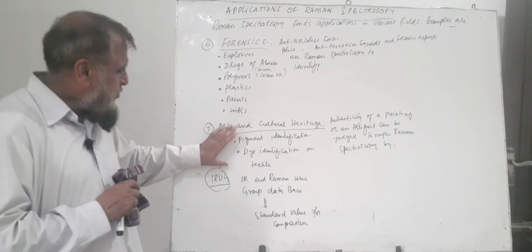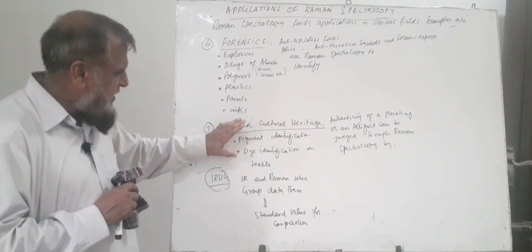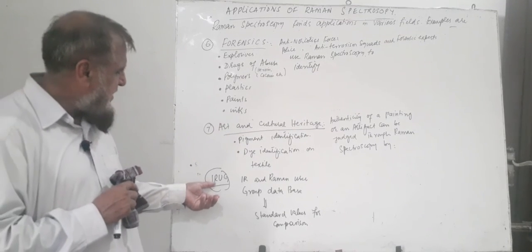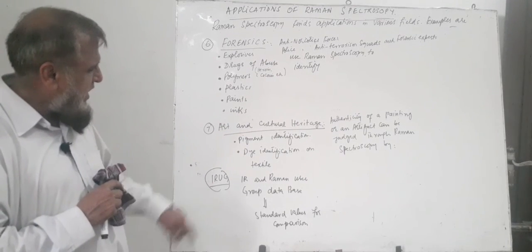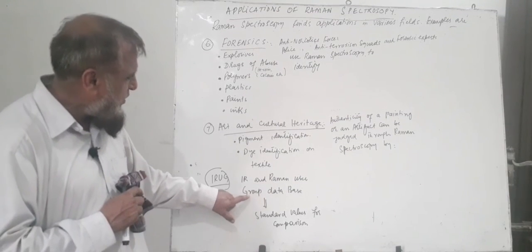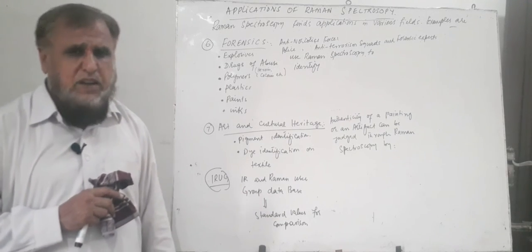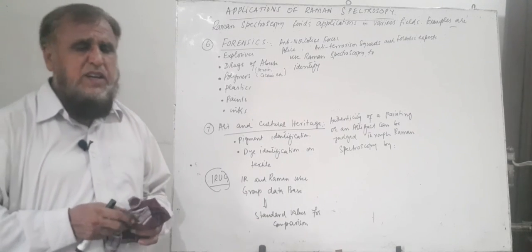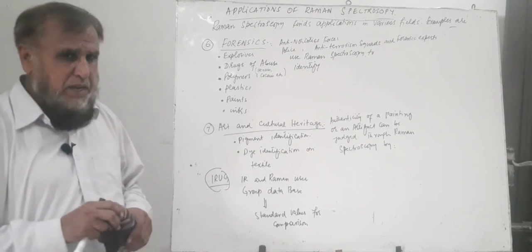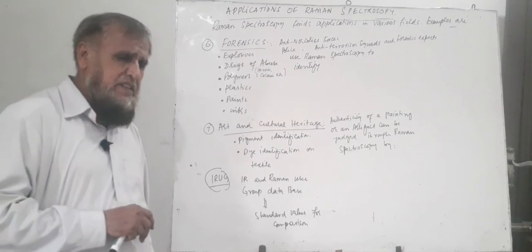Infrared and Raman: to compare the obtained data, we must have a standard data, and this standard data is provided in the form of IRUG. IRUG stands for Infrared and Raman User Group Database, and it gives the standard values for comparison, so we can find out whether the given artifact or the given painting is genuine or not genuine.